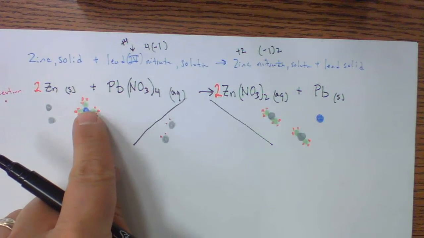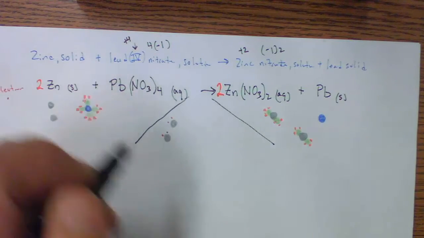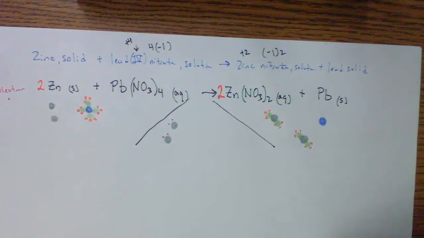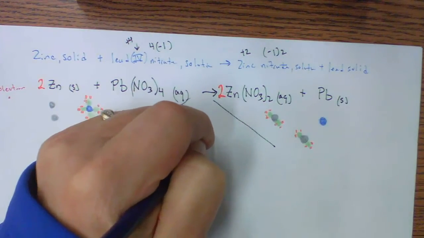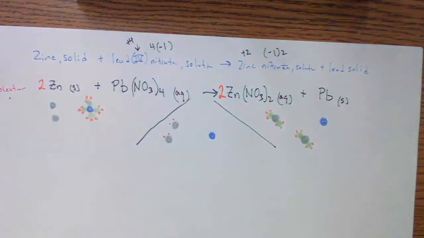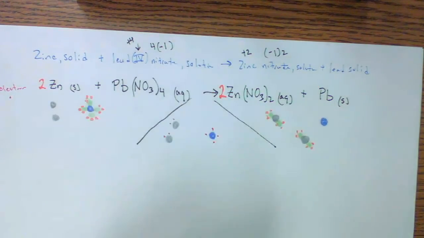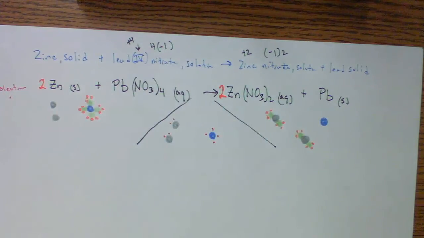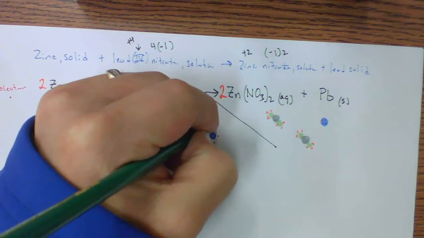Well, the NO3s were taking electrons from the lead. So the lead, okay, essentially had 4 electrons, okay, that each of the NO3s were attached to.